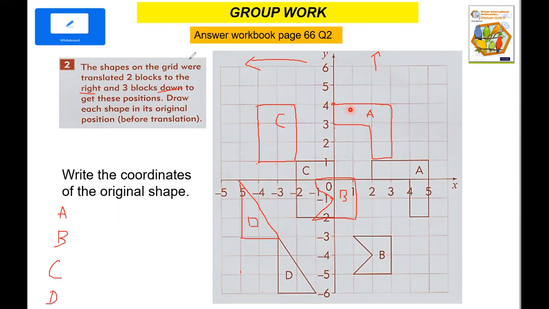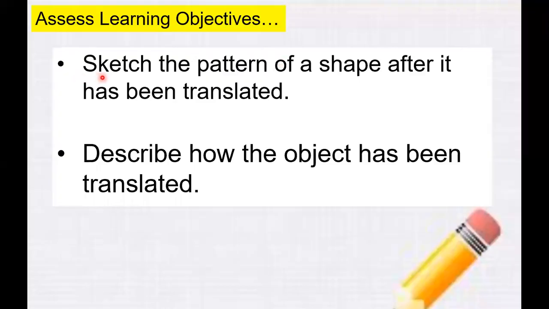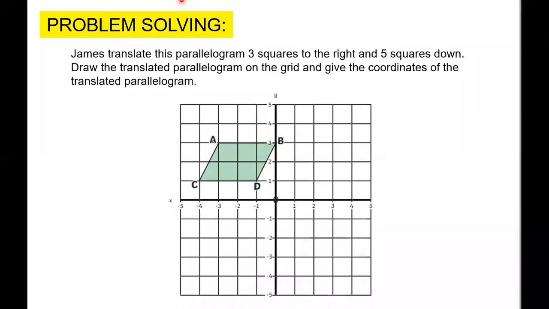Okay, let's go to the next. So I have explained to you how to sketch the pattern of a shape after it has been translated. Now this time we will describe how the object has been translated. So we have done all this one. We also describe how the object has been translated, and we have sketched also the image or the pattern after it has been translated, right? Okay, let's solve the problem.